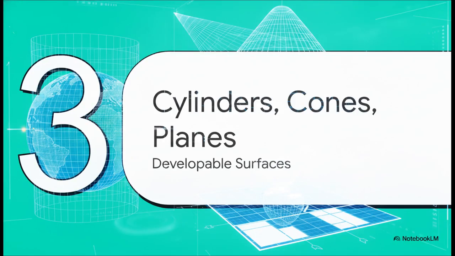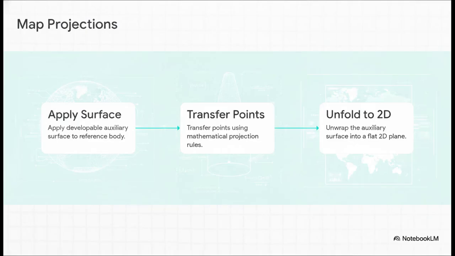Which brings us to Section 3, cylinders, cones, and planes. How do we systematically manage these distortions? Cartographers rely on some geometric hacks known as auxiliary surfaces. Converting the Earth to a flat plane requires a strict three-step procedure. First, you can't just jump straight from a sphere to a flat rectangle. You have to apply an intermediate shape, a developable auxiliary surface. Second, you transfer the geographic coordinates onto this new shape using strict mathematical rules.